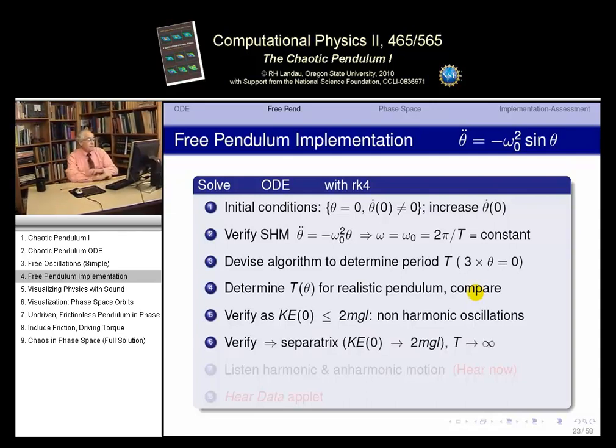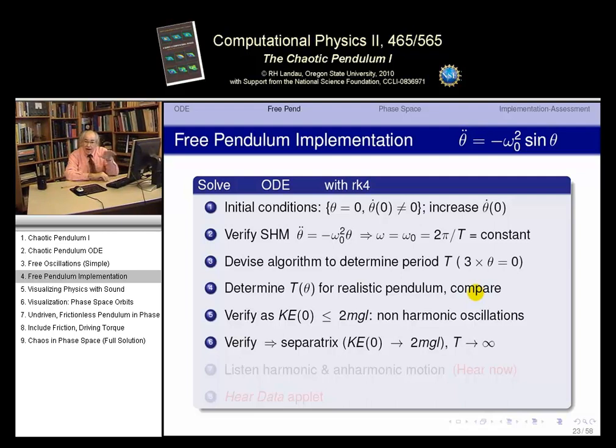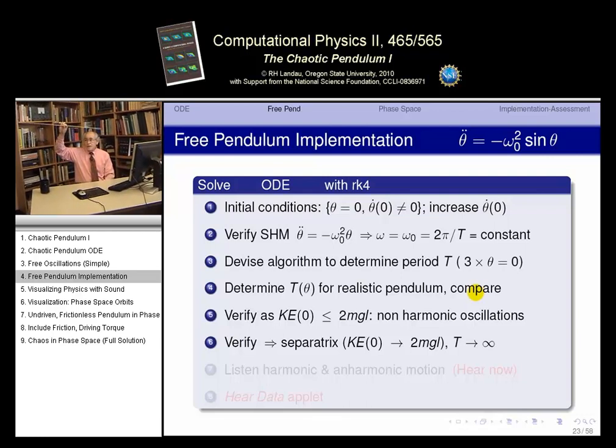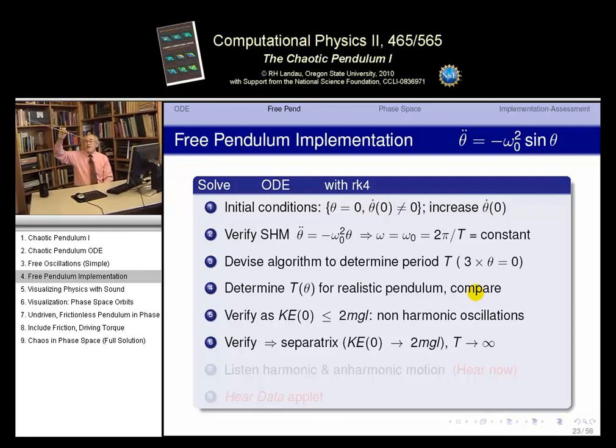Then, get more interesting. You're counting the period, and what we're saying is keep giving it, just nudge it a little bit more and more so that it keeps going up, and try to find the initial velocity that just gets it to the top.